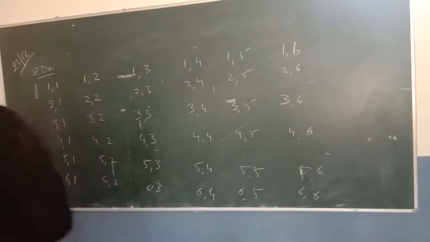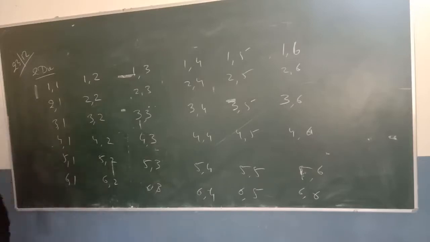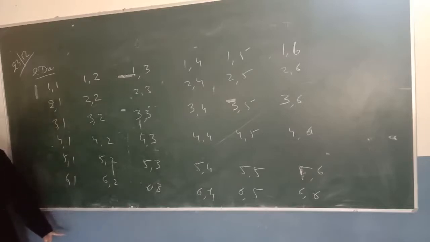Next question. How can you find the probability of the multiple of 2 on the first dice and the multiple of 3 on the second dice? Find the probability: multiple of 2 on the first dice and multiple of 3 on the second dice.